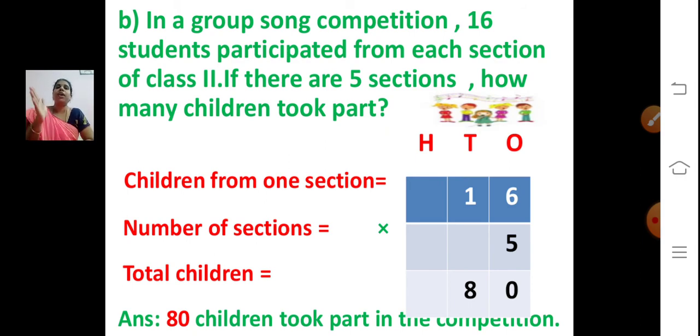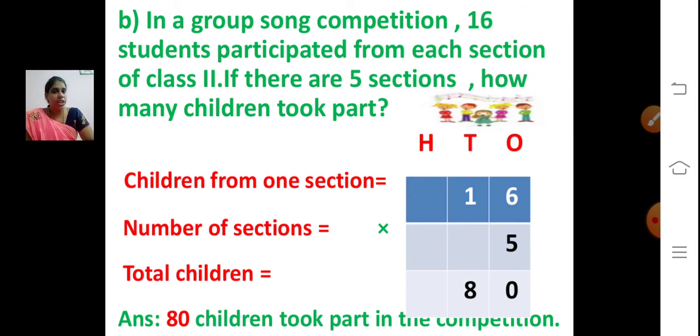So we know in one section, 16 children participated, right? And we want to know for 5 sections. We know the value for one section, and we are going to find out for 5 sections. In class 2, they are having how many sections? 5 sections. In that case, we are going to do multiplication.